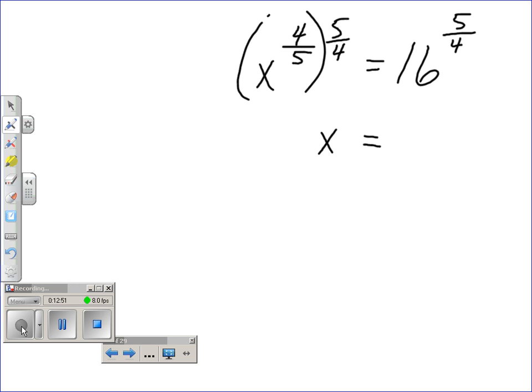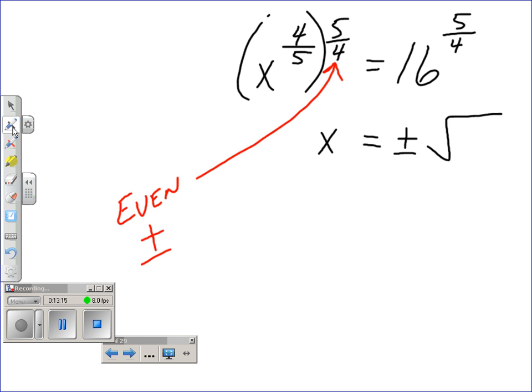Alright, now, one answer or two. I've got to ask myself, what root am I taking? 4 is even, so I'm taking an even root. That means I have two answers. So I'm going to put a little plus or minus there to remind myself I'm going to get two answers because I'm taking an even root.